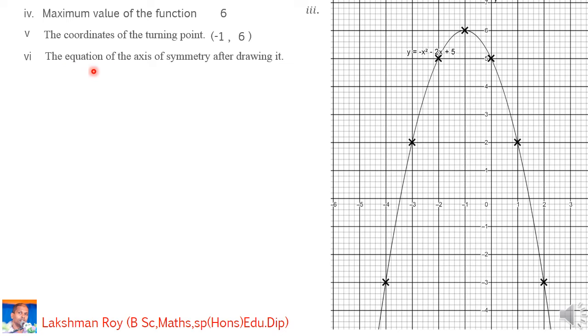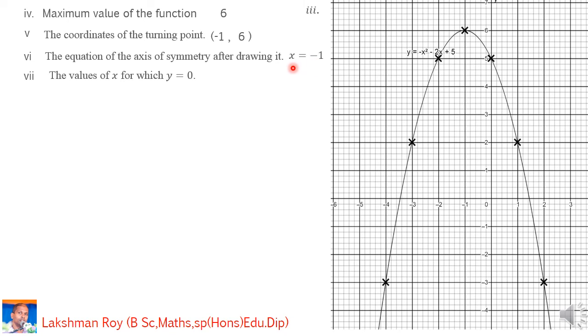The equation of the axis of symmetry, you have to draw it. Remember, the axis of symmetry is the line along which you can divide the graph into two equal parts. Along this line you can divide this graph into two parts, so this is the axis of symmetry of the graph. This line passes through the x value, which is -1. So x equals -1 is the equation of the axis of symmetry. Understand?